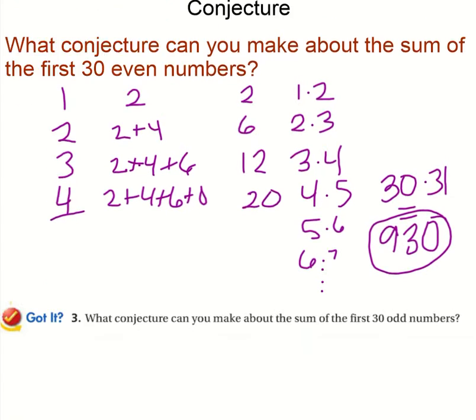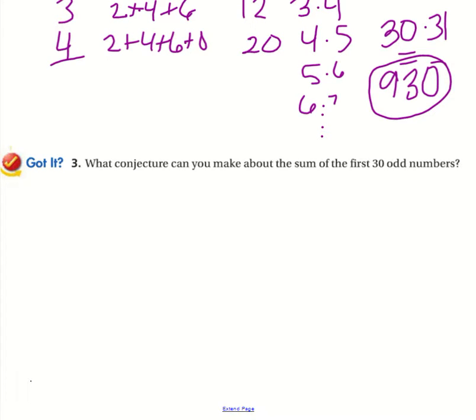that the sum of the first 30 even numbers is going to be 930. So now what you're going to do is the similar process, and you're going to make a conjecture about the sum of the first 30 odd numbers. So I'd start doing the exact same thing we did. Start writing down information, seeing what you can collect. So pause the video here and do that.